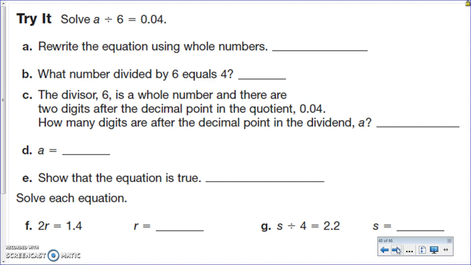Try it. Solve a divided by 6 equals 4.00. They want us to rewrite the equation using whole numbers. So we're going to rewrite the equation a divided by 6 equals 400. Then we have to figure out what number divided by 6 equals 400. Well, we know that 2400 divided by 6 equals 400.